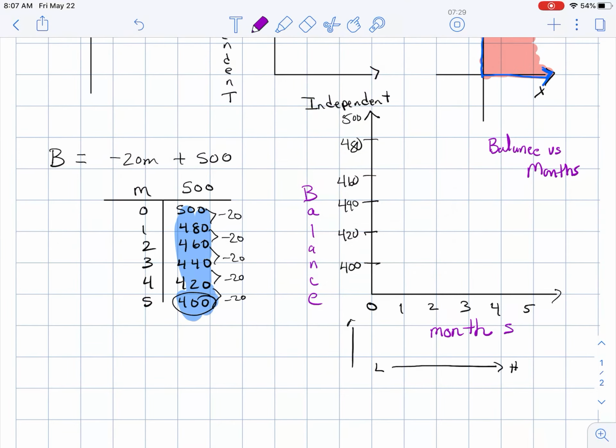Okay, so now we're ready to graph. Okay, 0, 500. So at 0, I'm still at 500. 1, 480. 2, 460. 3, 440. 4, 420. And 5, 400.